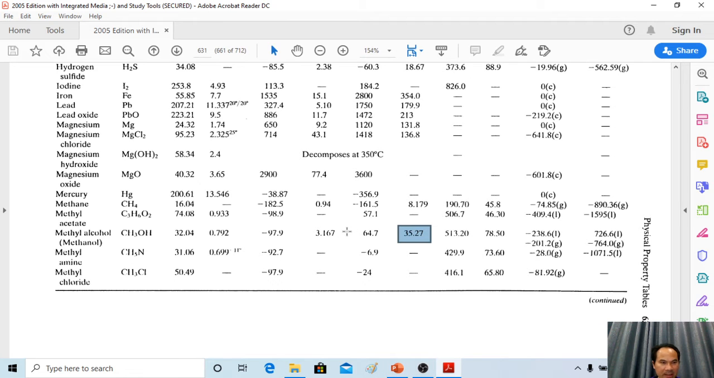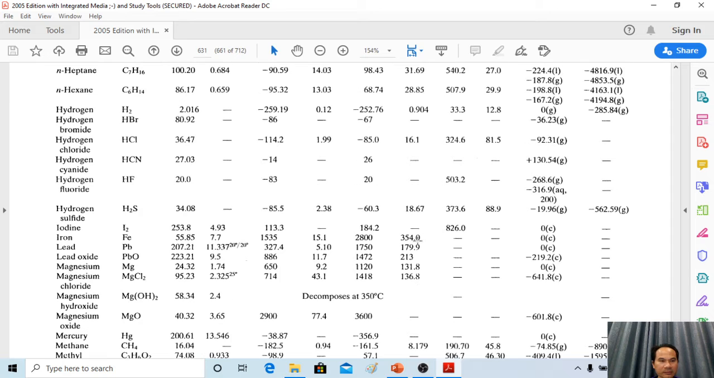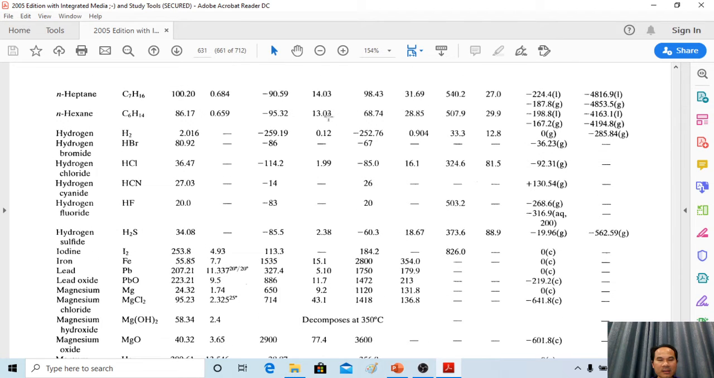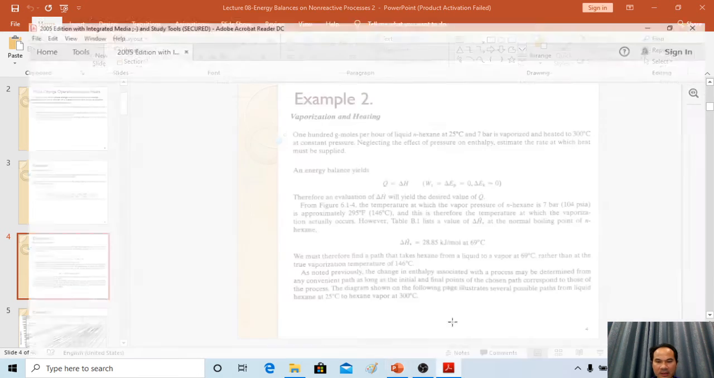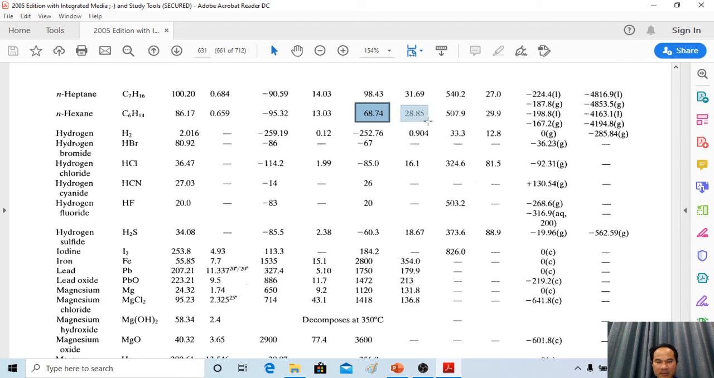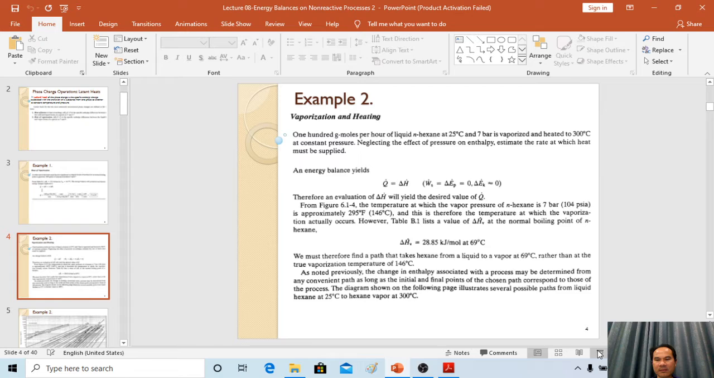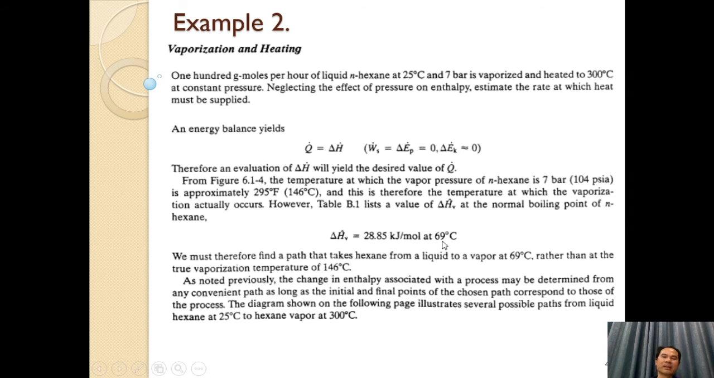And two in hexane, that's right. In hexane, the boiling point is approximately 0.74, that's right. That indicates the delta Sv is 28.85, at approximately 69 Celsius, and delta Sv is 28.85. This is from table B1.